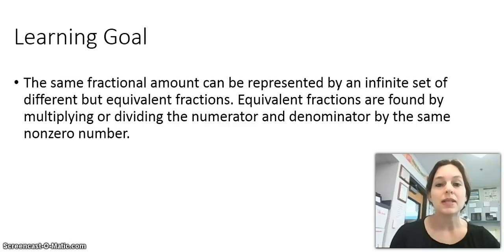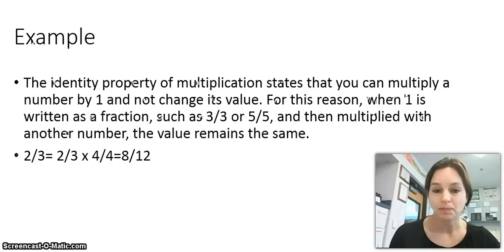And equivalent means equal, so we're finding fractions that maybe have different numbers on the top and the bottom, but they represent the same ratio, the same set. They are equal. They can be reduced or put down into lowest terms to mean the same fraction.